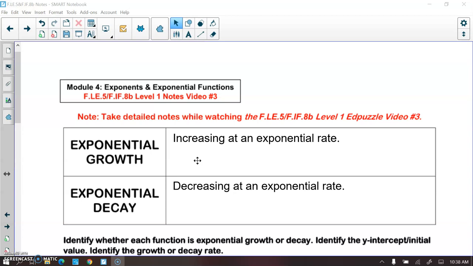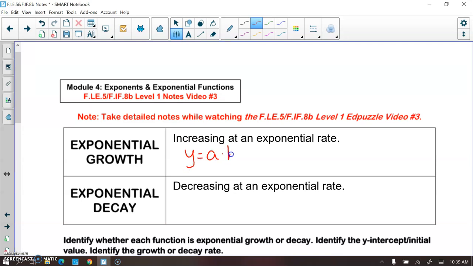When I'm talking about exponential growth or decay, it would be something like, I have a population of rabbits and the population is growing by 2% each year. So we're growing or decreasing by a percentage. Now, when we're dealing with exponential growth, we still have the standard exponential function of y is equal to a times b to the x power.